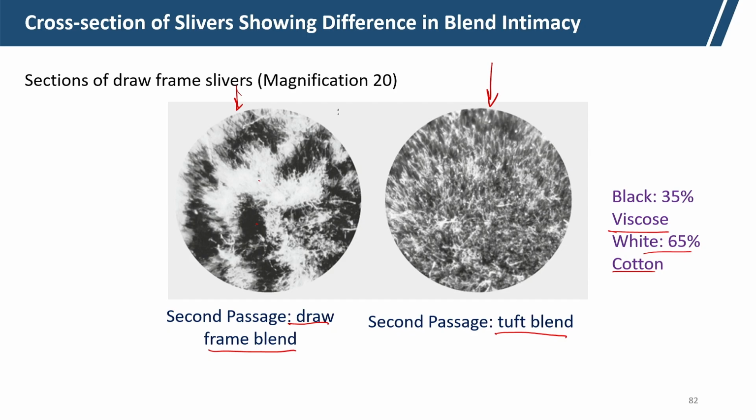In draw frame blending we can see cluster formations, so intimate blending is not possible. Even after the second passage it will be worse than this after the first passage. But when we blend the fiber at the blow room stage in tuft blend formation, intimate blending takes place. These are the fiber cross-sectional views. Within the sliver you can see the fibers are distributed almost homogeneously. So tuft blending will give better uniformity.